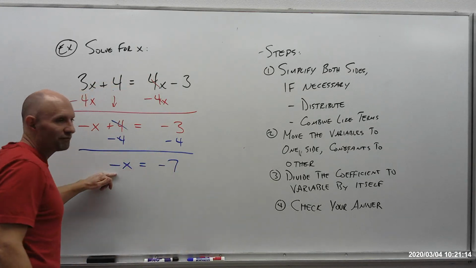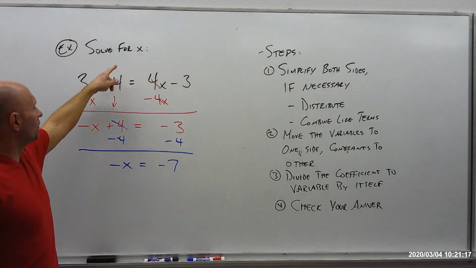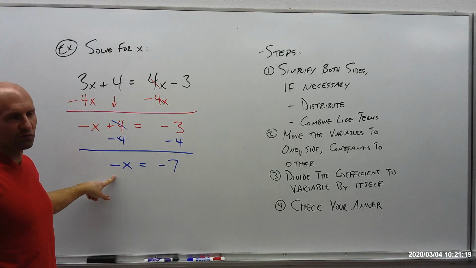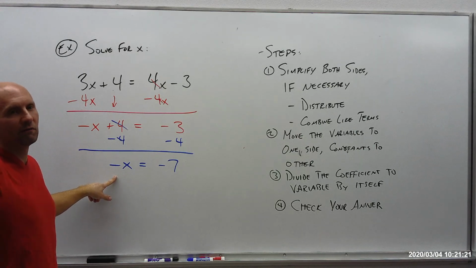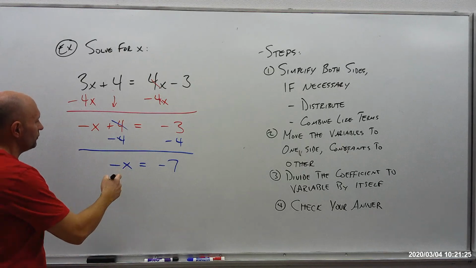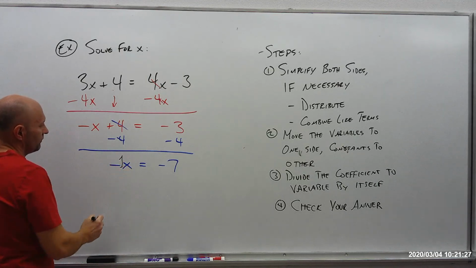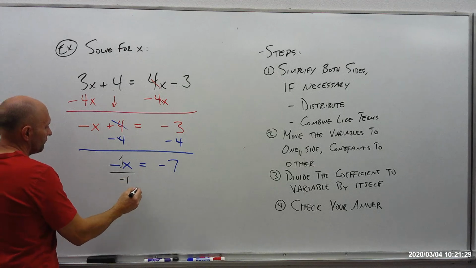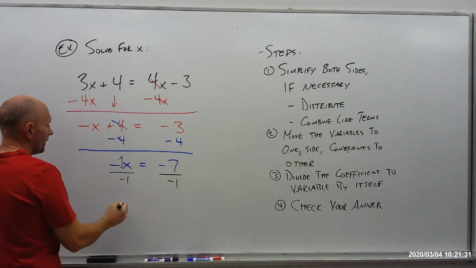So this is not my final answer. I want to solve for x. I don't want to solve for negative x. You wouldn't tell somebody, oh, negative x equals negative 7. It's like, no, what is x equal to? So to do that, again, remember there's this invisible 1 here. So I divide both sides by negative 1.